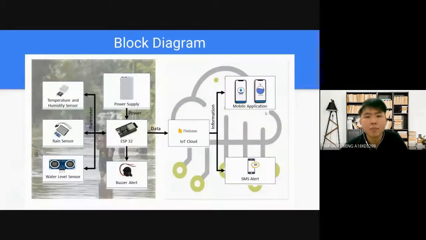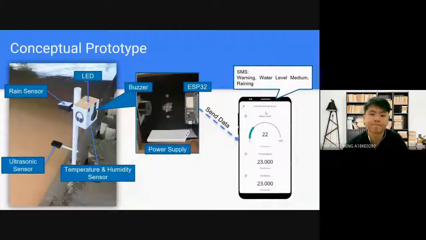Next, based on the block diagram, for the hardware, we will be using an ESP32 to receive data from three sensors, which are a DHT sensor, a rain sensor, and a water level sensor. If the water rises to a critical level, it will trigger the buzzer, and all the components are powered by a power bank. The ESP32 has a Wi-Fi module so that it can connect to Firebase, which is the IoT cloud we will be using. Then Firebase will warn and notify the residents through the mobile application and SMS. Next, I will pass to Zhu to expand further.